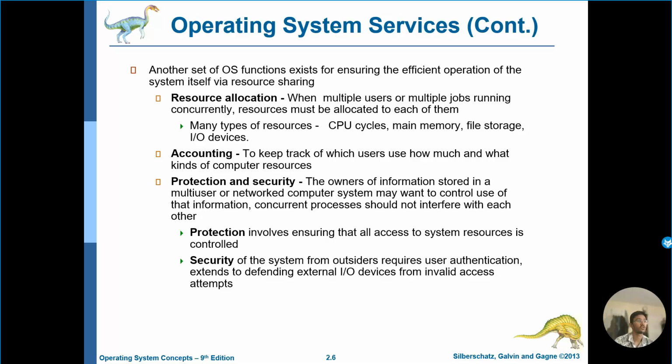Protection and security: there's a subtle difference between the two. Protection involves ensuring that all access to system resources is controlled. But system security is from the outsiders. We're bringing in the outsider element, when we require outsiders to have user authentication, which extends to defending the external input-output devices. You may plug in a USB, right? So it ensures that the system is secure from external things.